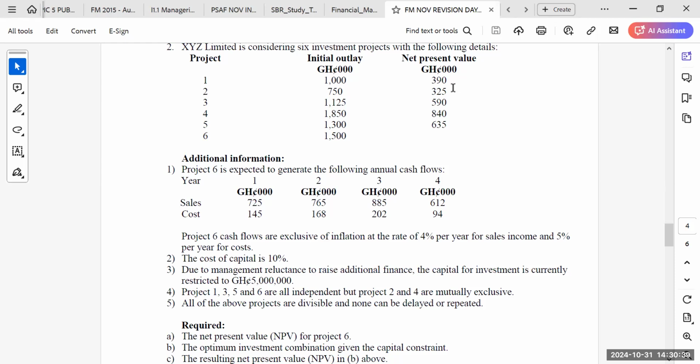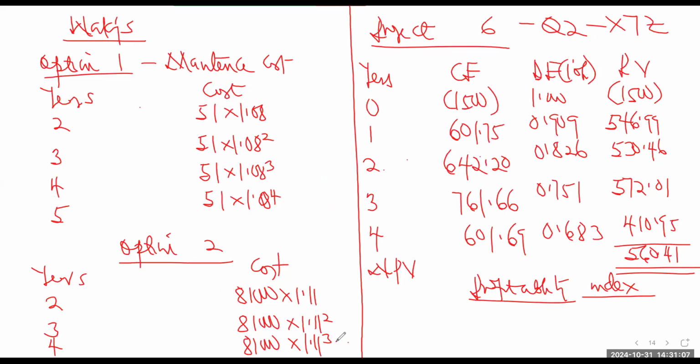We have to find a common basis for them. If I'm using 1,000 to get 390, what is the percentage of return on that investment? If I'm using 750 to get 325, what is the percentage of return? I can use that as the basis. So with the profitability index, we are just calculating the return on each of the projects, or the number of times that the project can pay the initial investment.